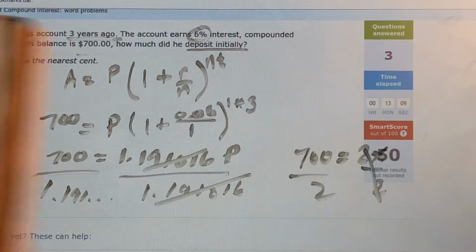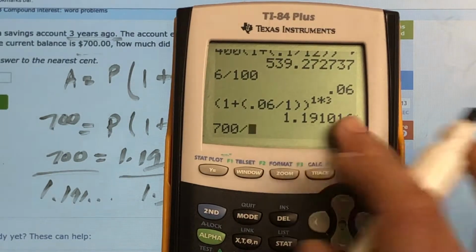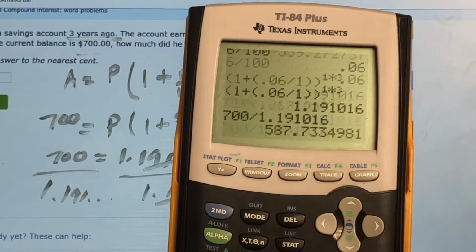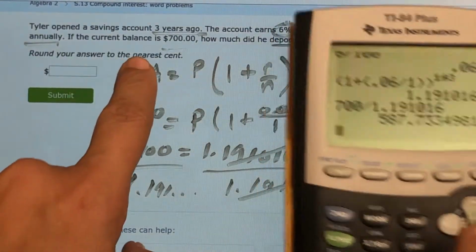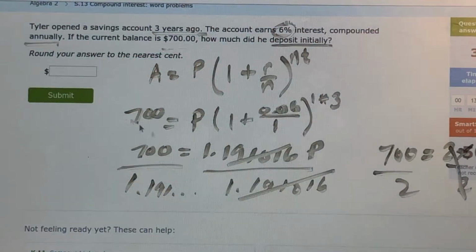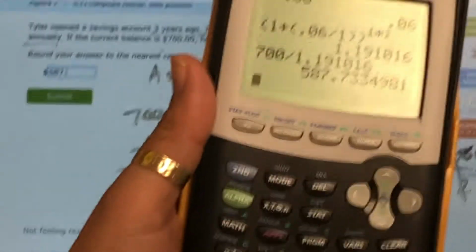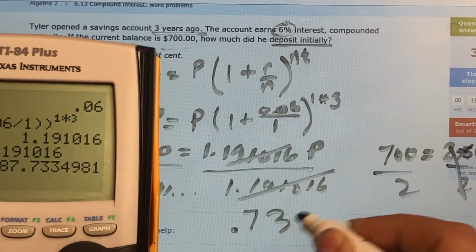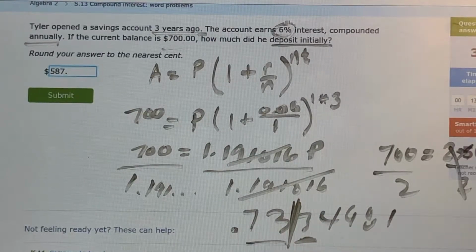So this crosses out, just giving me what? P. So in my calculator, I just go 700 divided by, and I type that out, 1.191016. And I get 587 to the nearest cent. So again, I can put the whole number in, which is 587 point, and then it goes 7.7334981. Two numbers after the decimal. What does the 3 do? Nothing, so it stays at 73 cents.